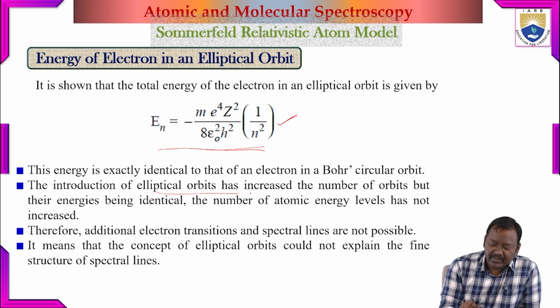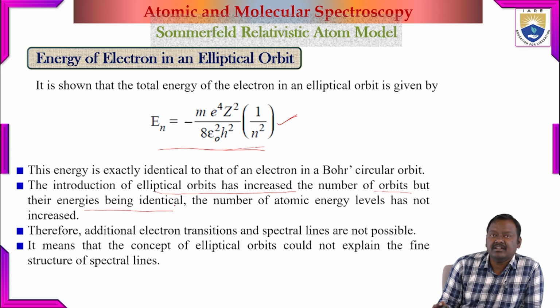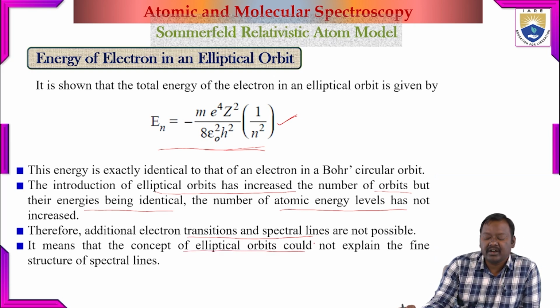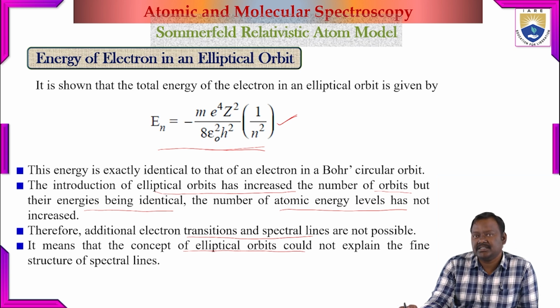So, the introduction of elliptical orbits has increased the number of orbits, but their energies being identical, the number of atomic energy levels has not increased. Therefore, additional electron transitions and spectral lines are not possible. If there are extra energy levels, then only can we expect more electronic transitions, so that more spectral lines appear around those already existing spectral lines. It means that the concept of elliptical orbits alone could not explain the fine structure of spectral lines.